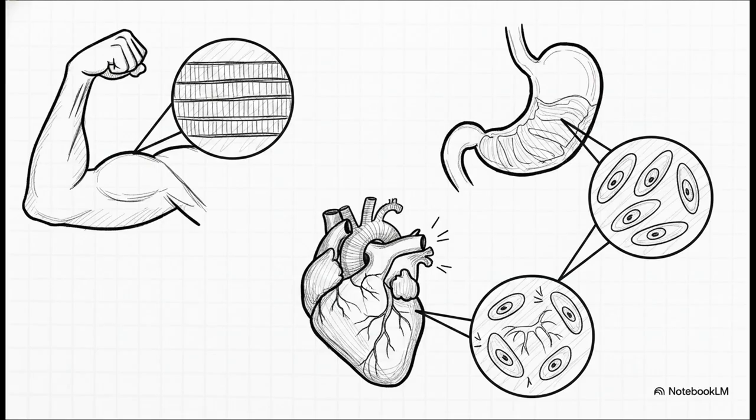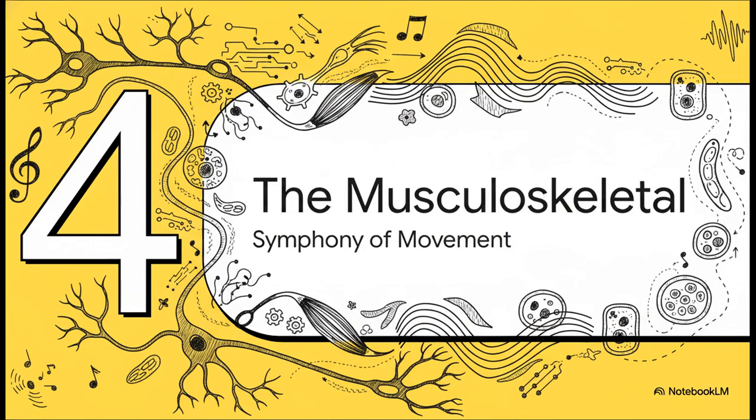But the true, absolute marvel here is the cardiac muscle. Found only in the heart, these involuntary, highly branched cells work completely tirelessly. I mean, they never fatigue, beating rhythmically and continuously for your entire life. Just incredible. And that brings us right to our grand finale, Section 4, the musculoskeletal symphony. We've got the structural tissues, we've got the muscle engines, and now we just need to understand the ultimate control network that makes this whole complex machine work together in perfect harmony.